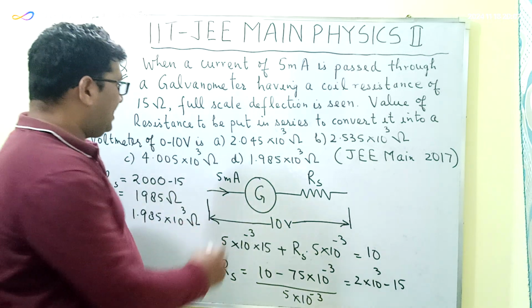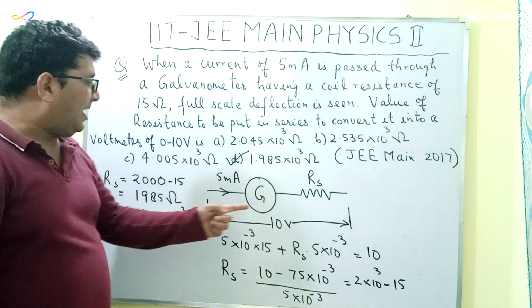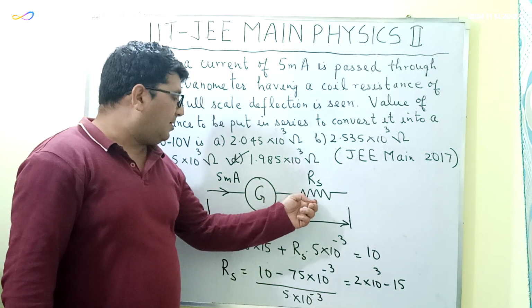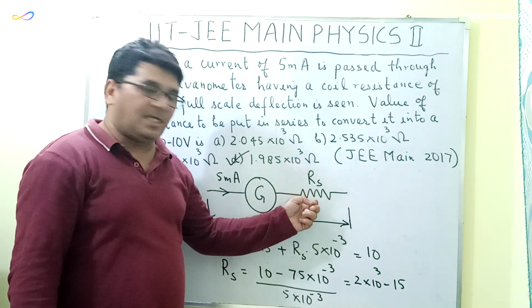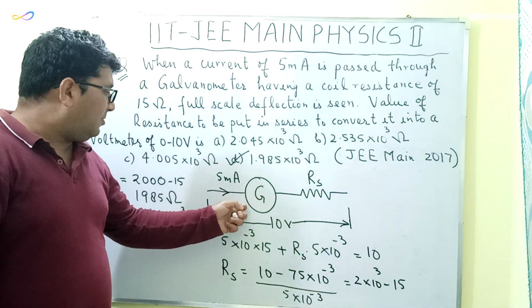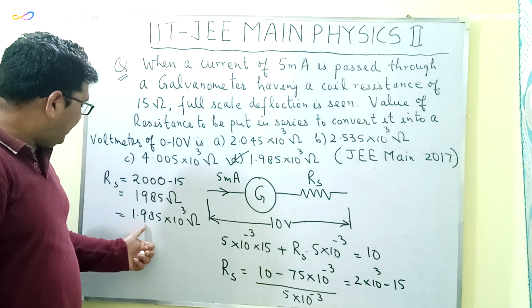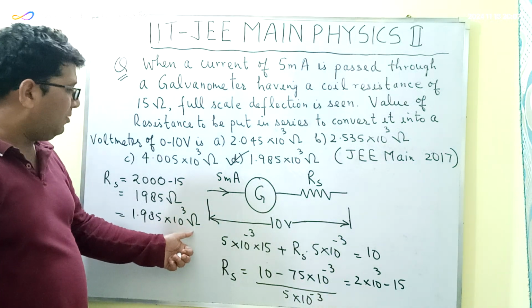So the correct option here is D. That is, the resistor which has to be connected in series with this galvanometer will have a resistance value equal to 1.985 into 10 to the power 3 ohm.